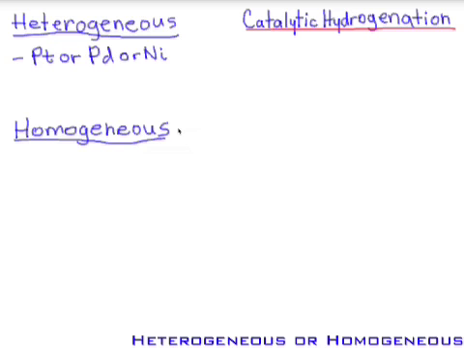The solution of alkene is in an inert solvent, shaken under slight pressure of H2 gas in the presence of this metal. And when the reaction is complete, the solution of saturated product is filtered from the insoluble catalyst. So it's very easy to separate the catalyst from the product.